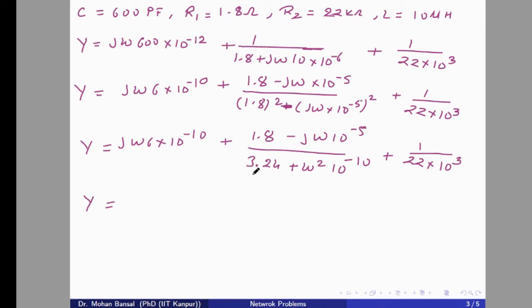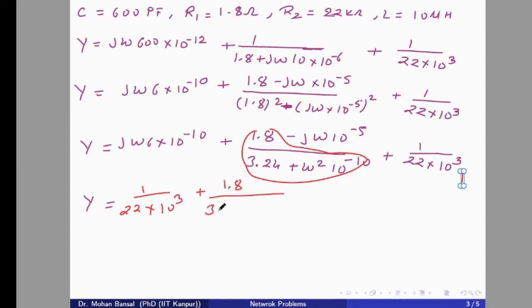Here we will separate the imaginary and real parts. The denominator is real now. I will mark this term in a different color. So this part is real, and we can write 1 divided by 22 into 10 to the power 3 plus 1.8 divided by 3.24 plus omega squared into 10 to the power minus 10. This is the real part. Now we separate the imaginary part also. So we can write plus j omega. This is an imaginary term and this is also an imaginary term.